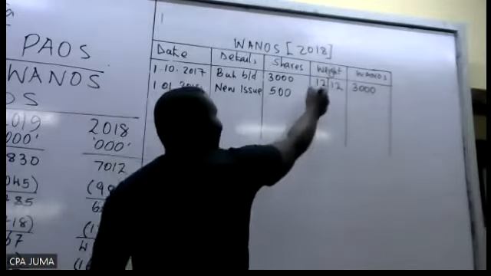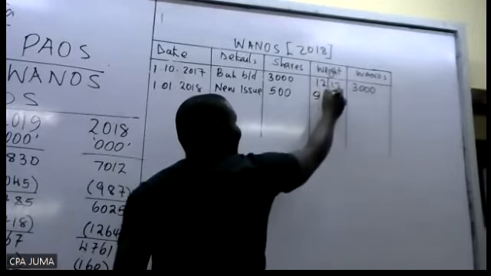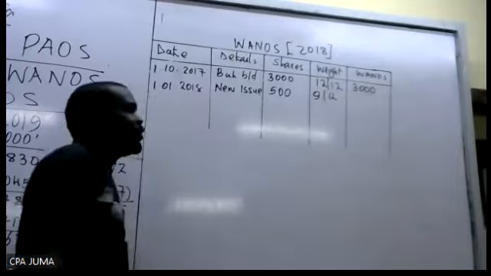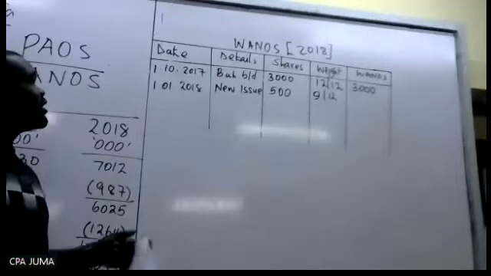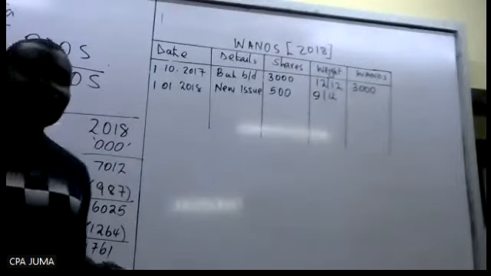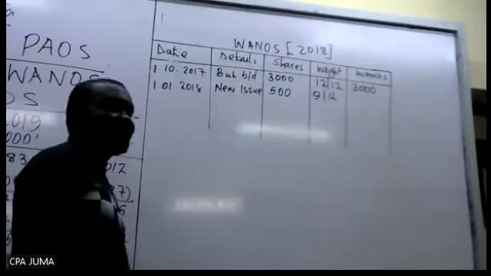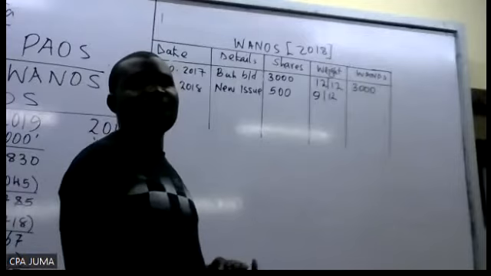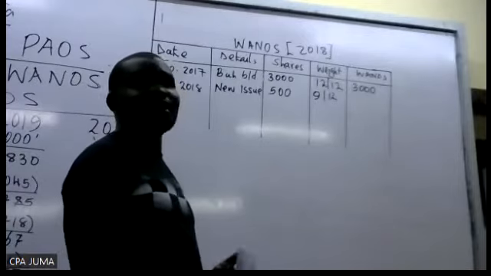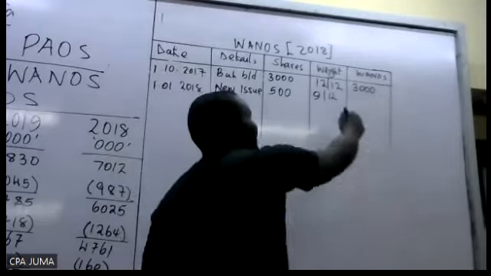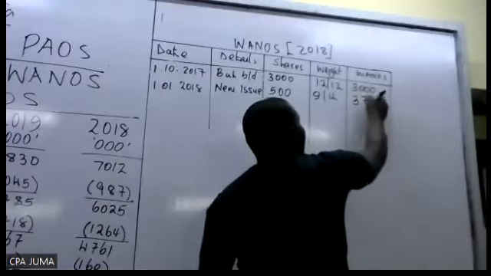So that is 9 over 12. So can you weigh the shares? 500 times 9 over 12. What do you get? 375.